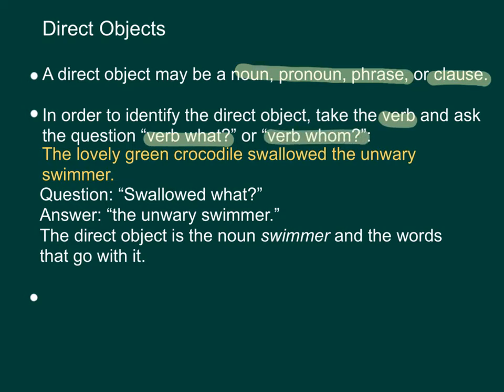For example, the lovely green crocodile swallowed the unwary swimmer. You should ask the question, swallowed what? And the answer is the unwary swimmer. Therefore, the direct object is the noun swimmer and the words that go with it.